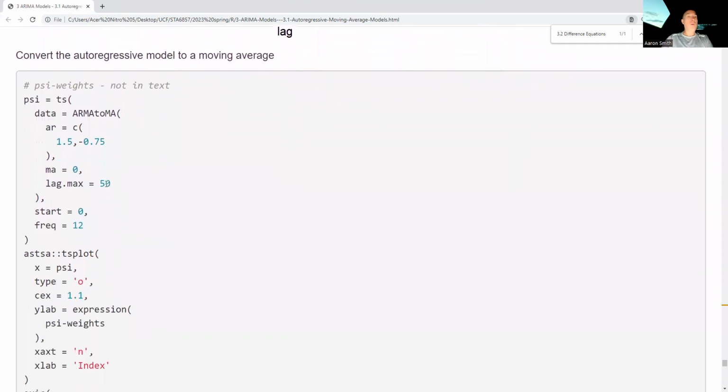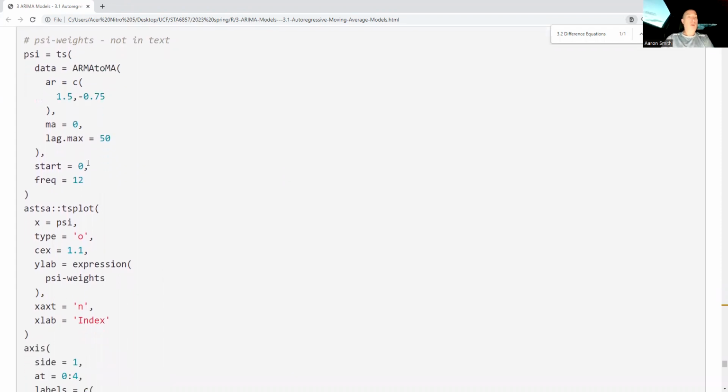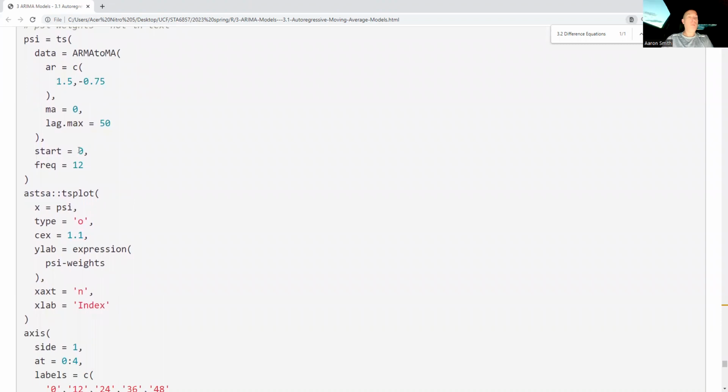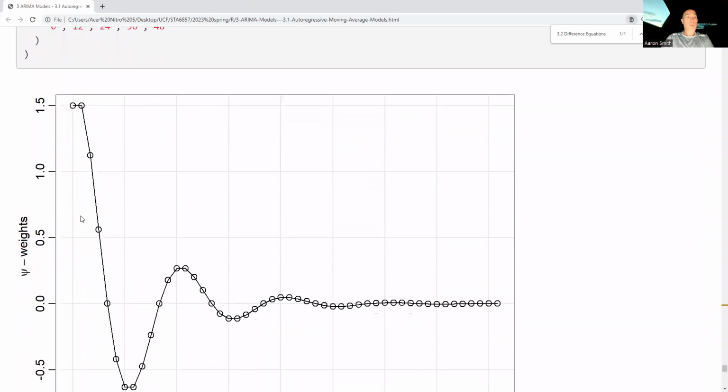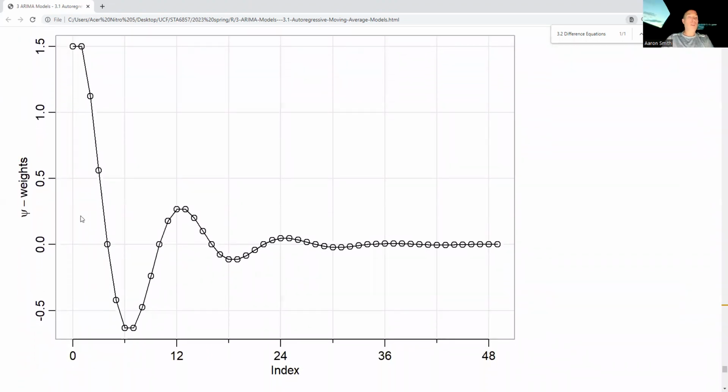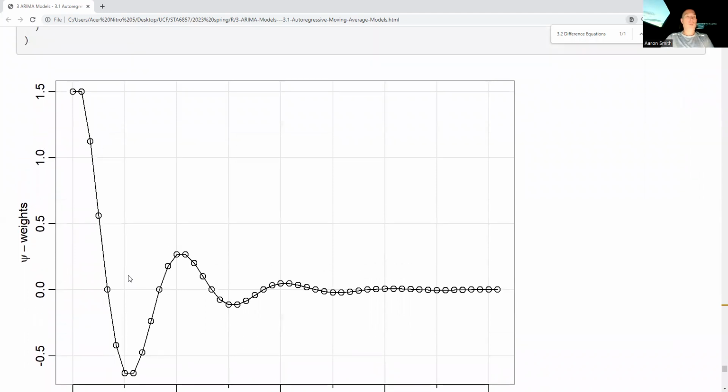Now, something that we can do is that we can convert our autoregressive model to a moving average model, as long as it's causal. And I'm doing the same thing. And then I'm going to go through and do my time series plot. And so here we can see the weights that are coming out from this.